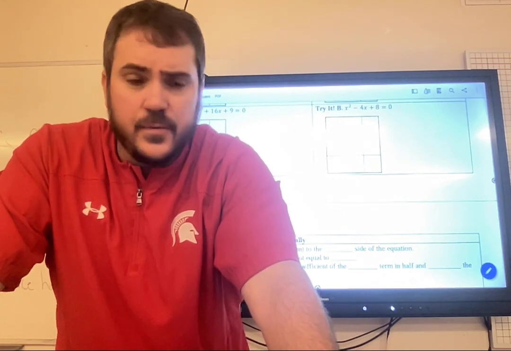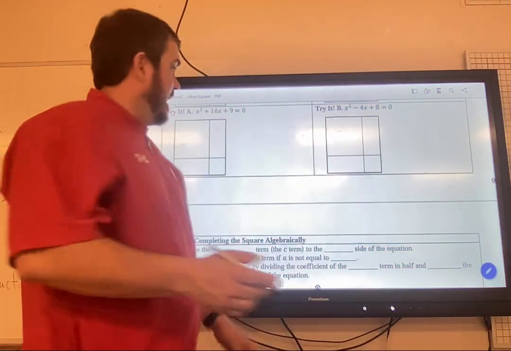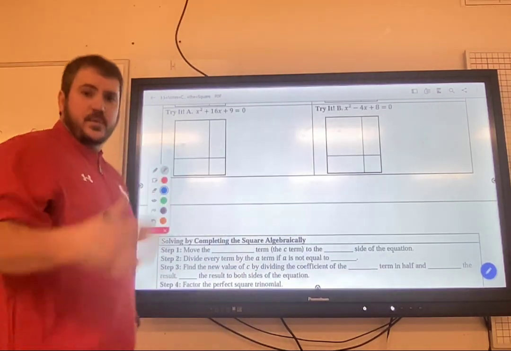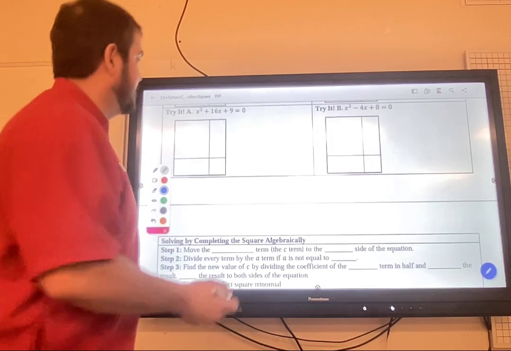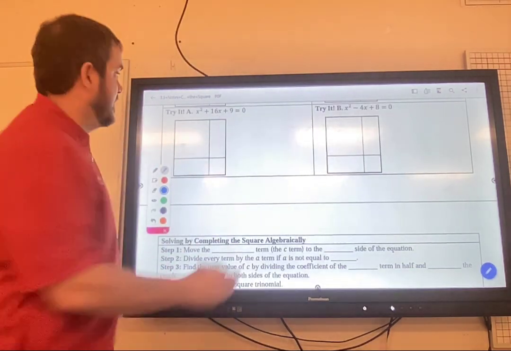Just to finish your notes, 3-5 that we started. Just watch the video, take the notes, and I'm going to do the short version on this. Yesterday I know we explained how to complete the square with a diagram, so I'm not going to spend a lot of time, but I did want you to see at least a couple more of these.